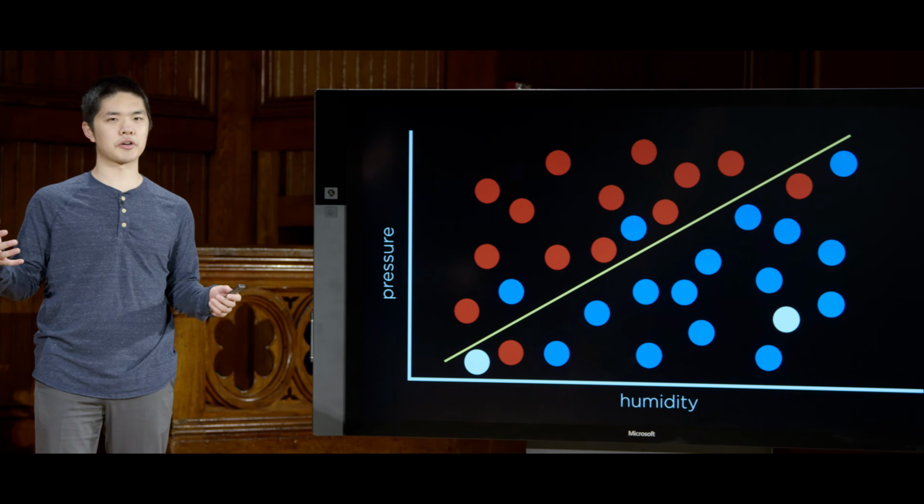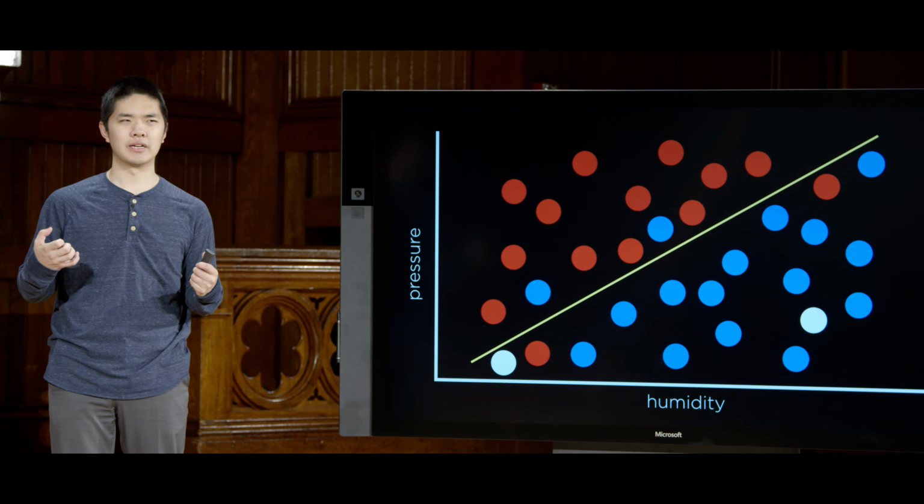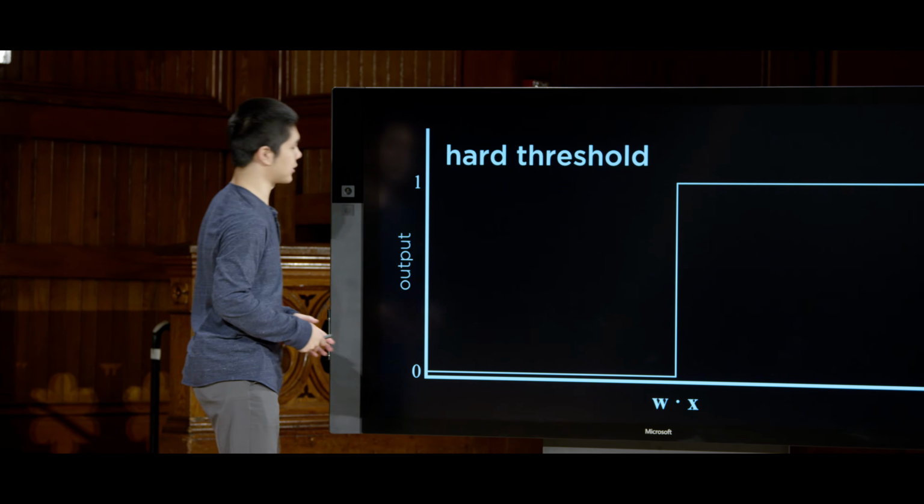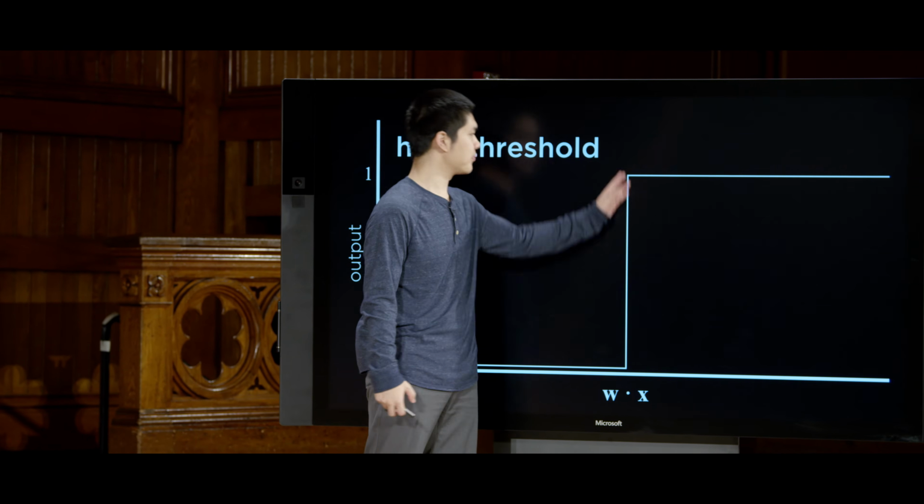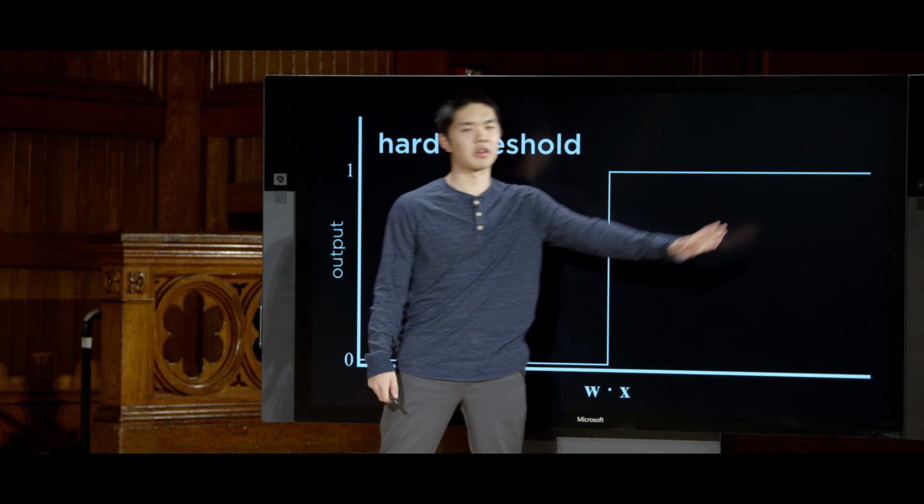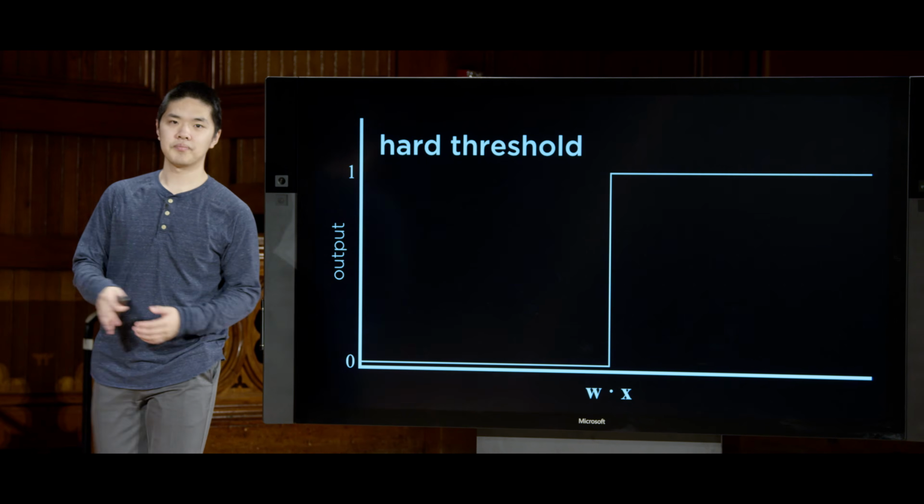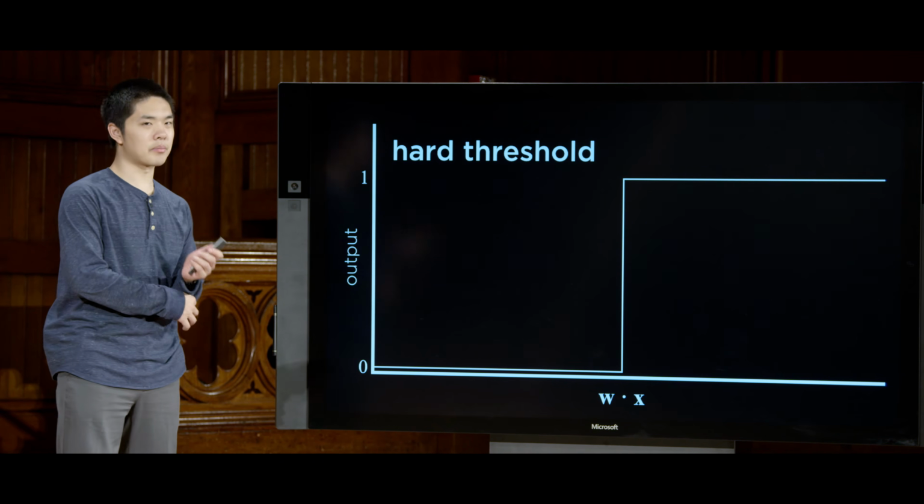But our threshold function doesn't allow for a notion of less sure or more sure about something. It's what we would call a hard threshold. Once you've crossed this line, then immediately we say, yes, this is going to be a rainy day. Anywhere before it, we're going to say it's not a rainy day. And that may not be helpful in a number of cases.